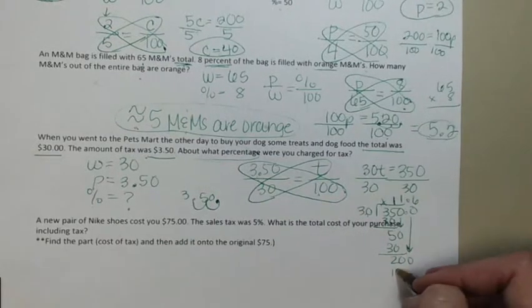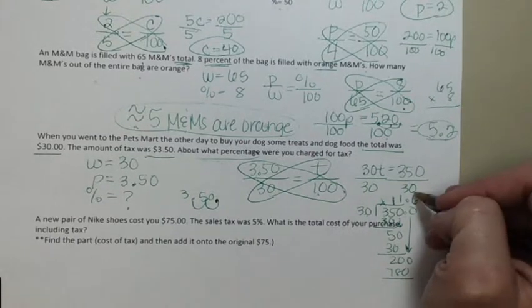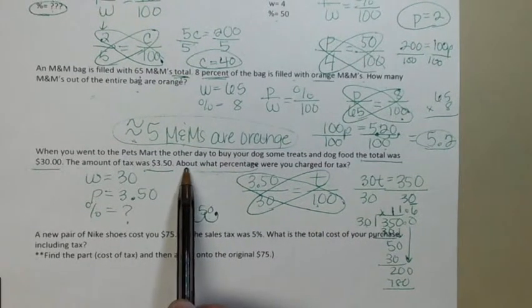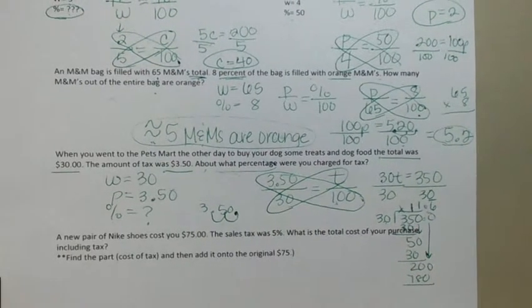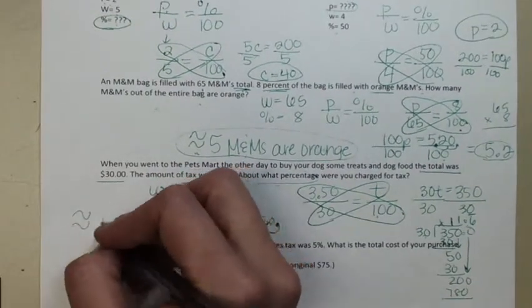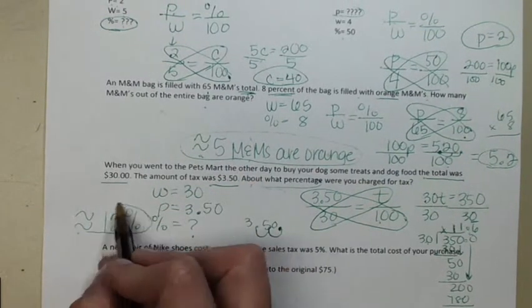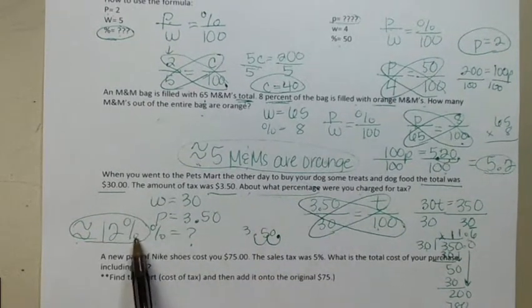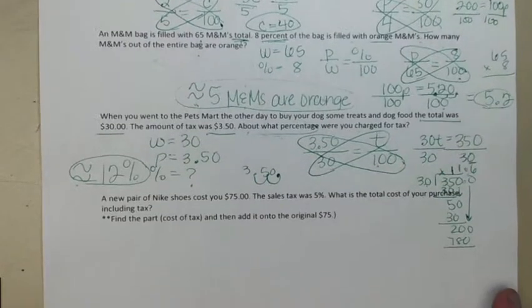That's 180. Okay. And if we kept going, this actually would be repeating. So 11 6/10 repeating. But look at the question. It says about what percentage. So if we were to round this, we would say it's about 12%. So again, there's your approximate sign, about 12%. So your question says, what percentage were you charged for tax? You got charged 12% tax in that case when you went and bought the dog stuff.